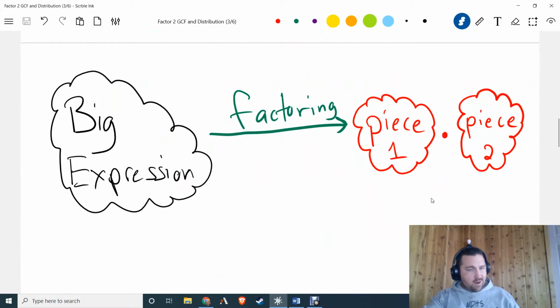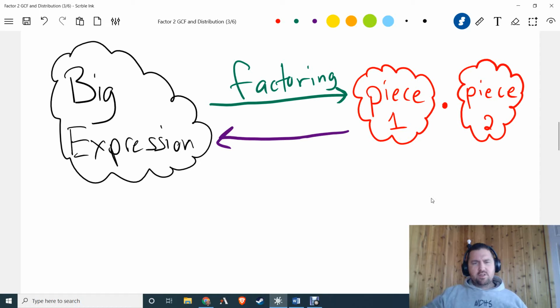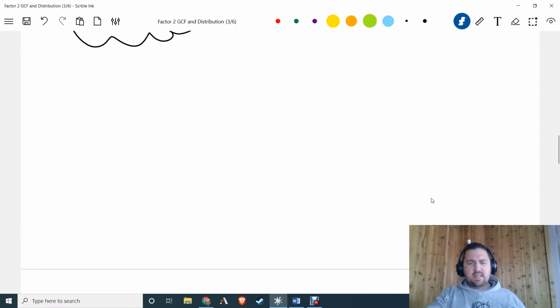A visualization: factoring is going from a big expression and factoring it into these two pieces, these two different factors. But how would we describe the opposite direction? What would that be if we're going from these pieces to a big expression? Okay, let's see an example to think about it.